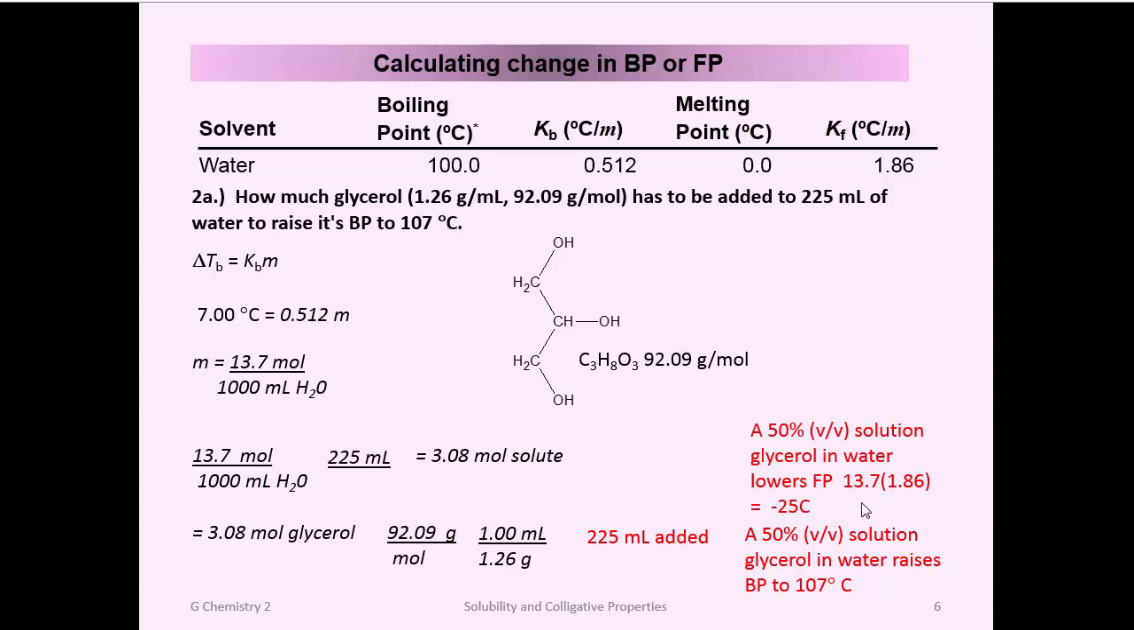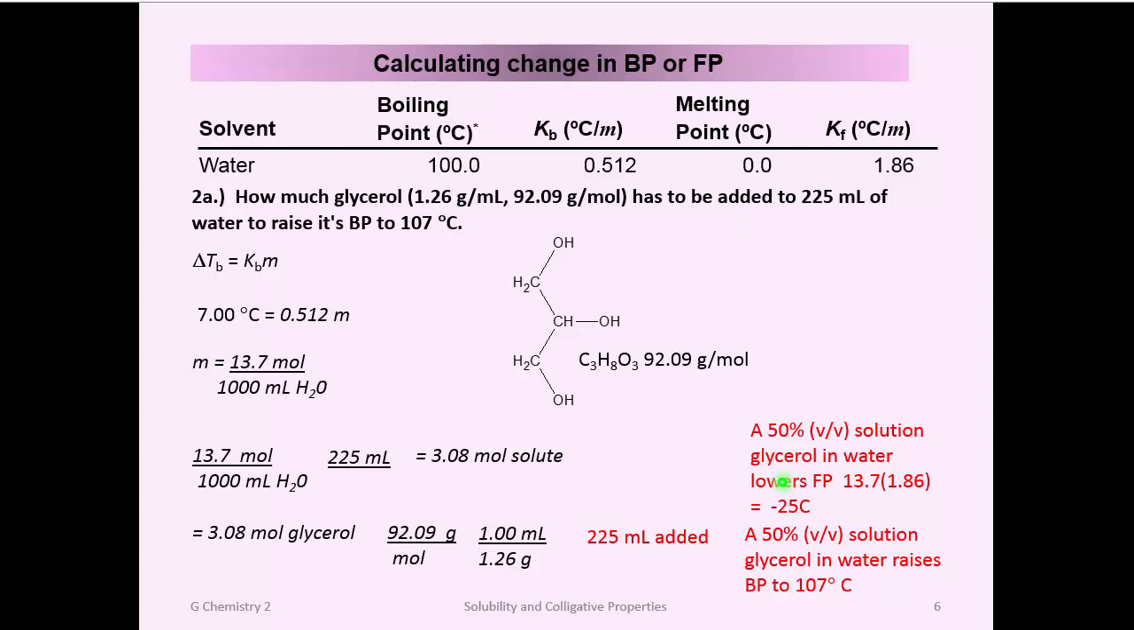Now if you did the same calculation, all you need is the molality times the constant. So here's the molality that we've already figured. There's the constant. You multiply them together. It'll actually change it 25 degrees, so it goes 25 degrees below zero. So that's a fairly significant change here. This may not quite get the job done.